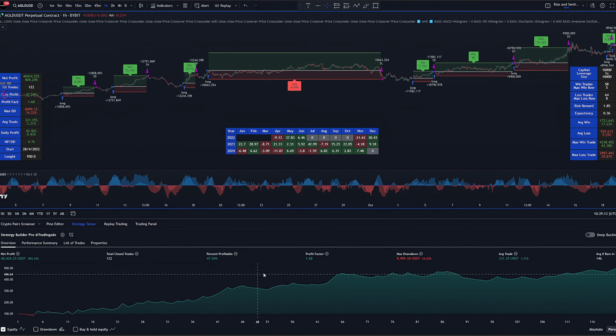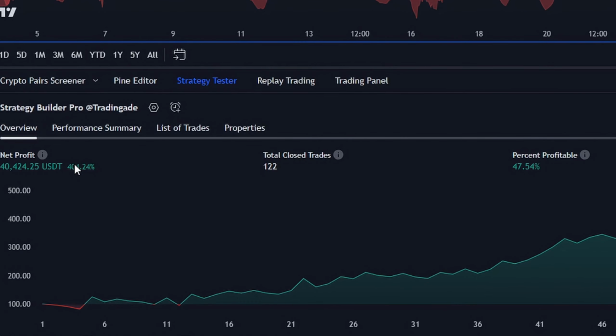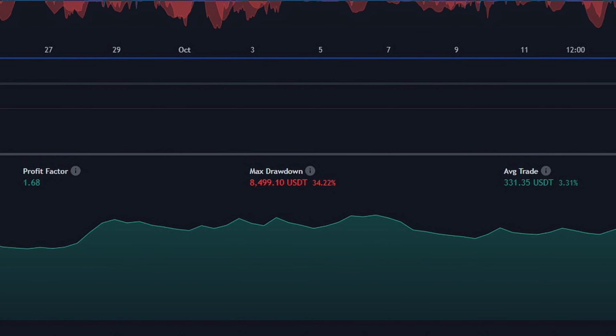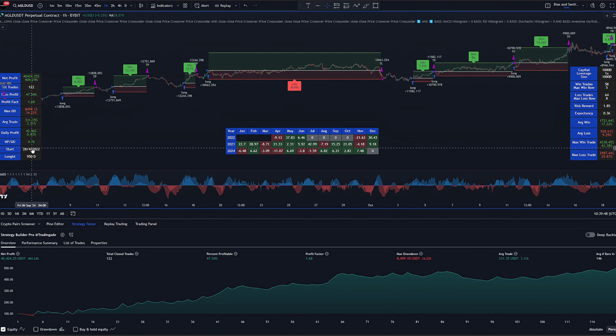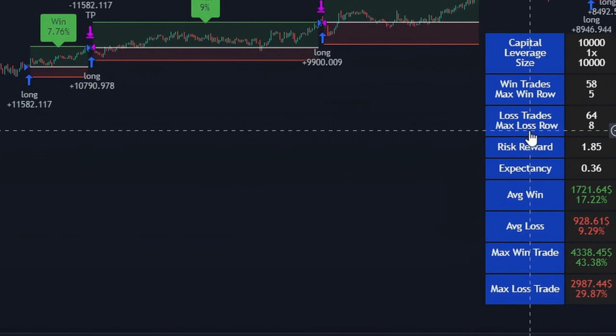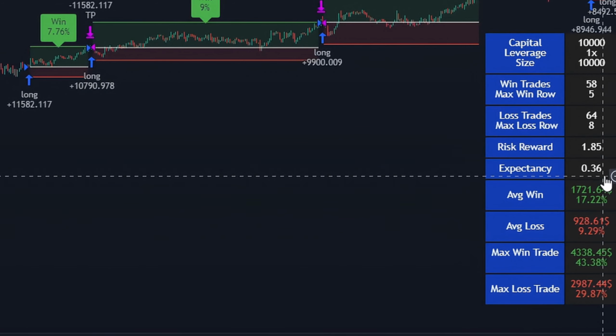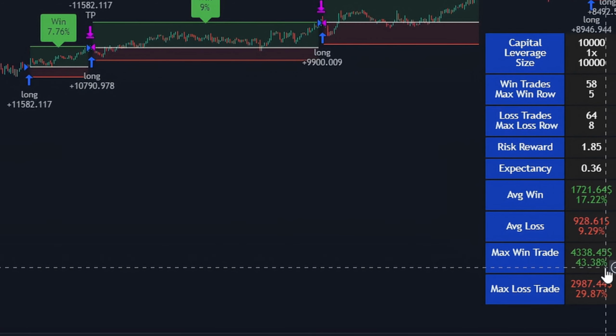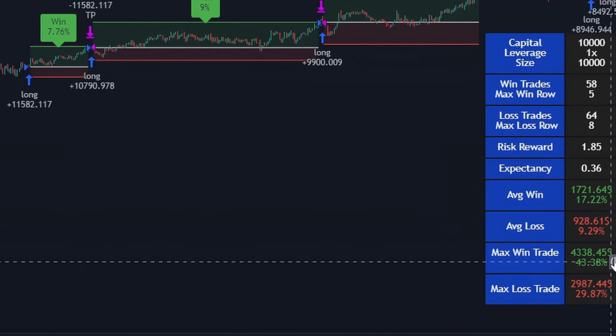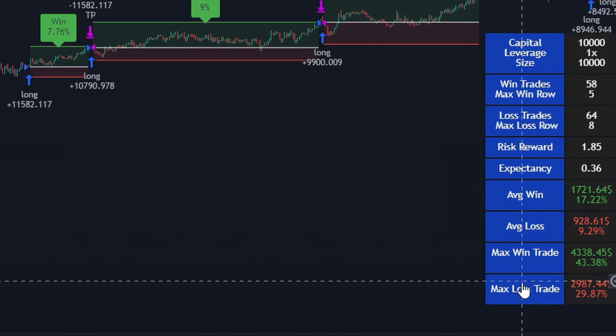And as you can see guys, we have a really awesome equity line, 404% net profit, 122 trades, 47.5 win rate, 1.68 profit factor, 34% max drawdown and 3.31 average trade. Net profit slash drawdown is 4.76, which is actually a decent value. Daily profit 0.43, while we have a max win row of 5 and max loss row of 8. Average risk reward of 1.85 and expectancy 0.36. Max win trade 43% and max loss trade 29%. Absolutely high. We're gonna come back to this value in just a minute.